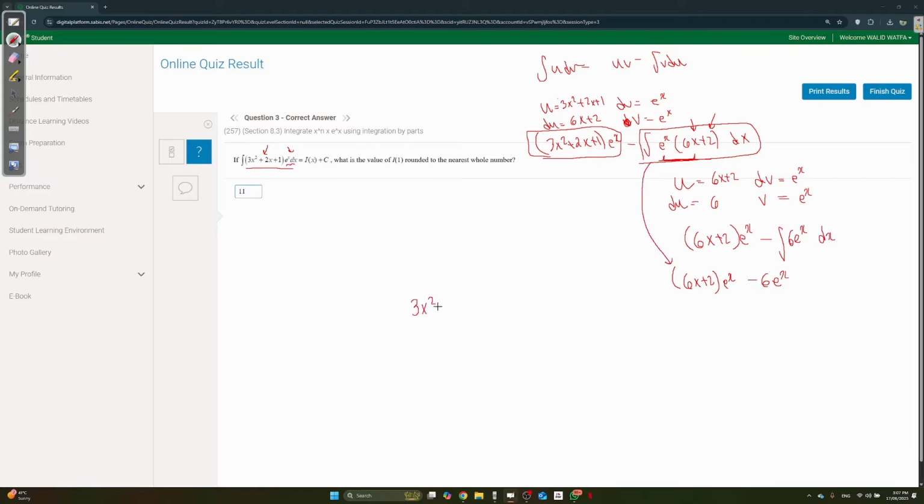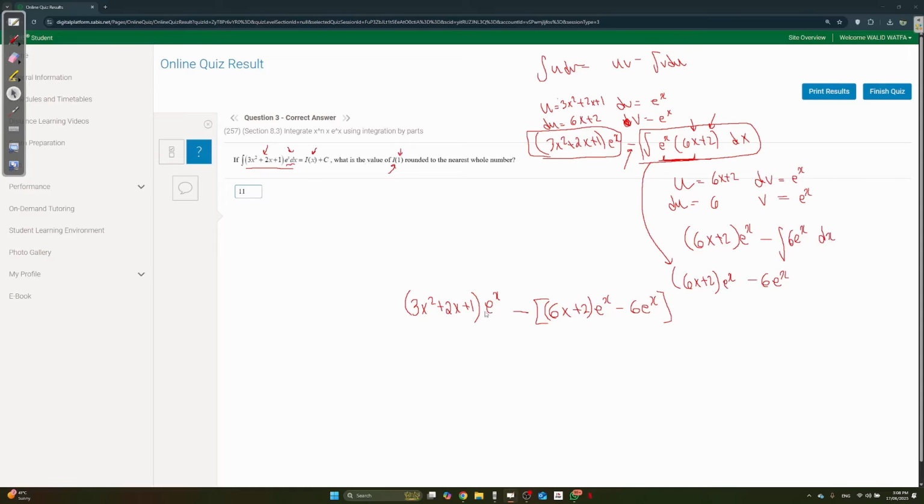Okay, so how are we going to write this now? It's going to be (3x squared plus 2x plus 1) e to the x minus, please don't forget this minus here, the integral of this, which we found as this, (6x plus 2) e to the x minus 6e to the x, and there you go. This is your integral. Now, what are they asking for? They're saying, what's the value of I of 1?